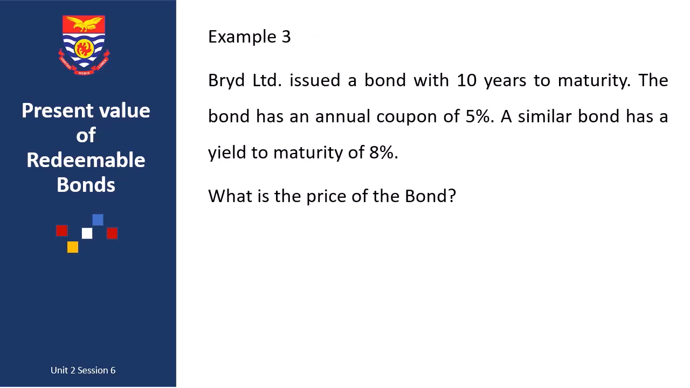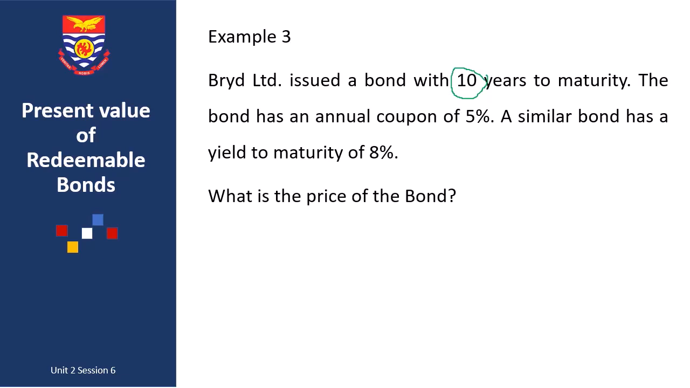So since you have the formula and we understand it, let's try with this example. Brian Limited issued a bond with 10 years to maturity. Let's take note of some keywords. 10 years to maturity. The moment they said 10 years to maturity, it means the bond is what? Redeemable. It's redeemable because it has a definite time period it will mature.